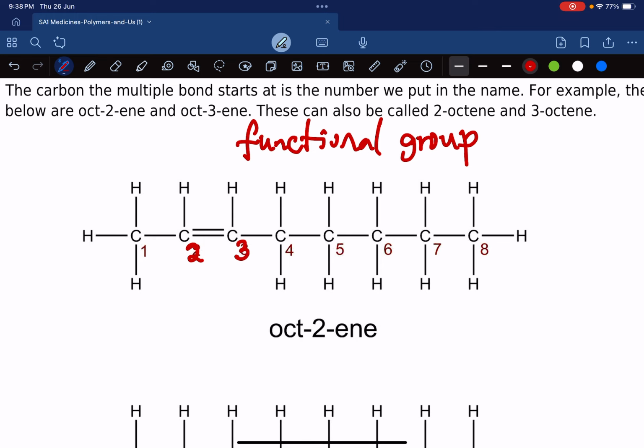So this is called again oct. You see there are 8 carbons, oct, and between the stem and the suffix we put the number 2. This is to tell everybody there are 8 carbons in the straight chain, but the functional group is at number 2. So it becomes oct, and between a number and a letter we put a hyphen: oct-2-ene.